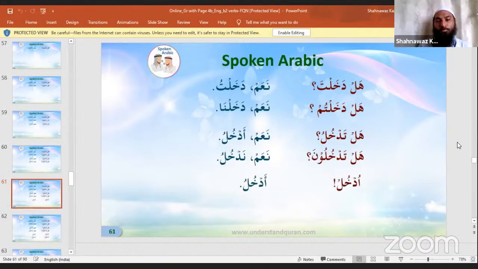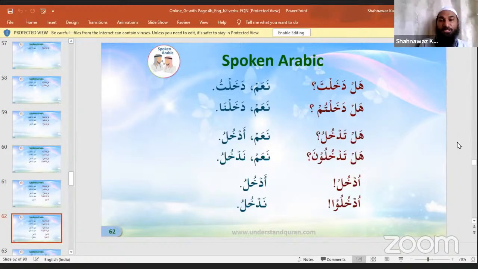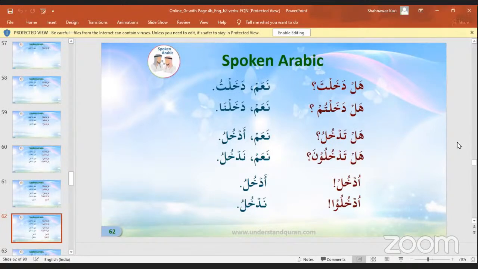ادخل. أدخل. ادخلوا. ندخل. So we need to keep practicing this so that these sounds become familiar to our ears, and whenever we hear them, we are able to clearly differentiate what it is.